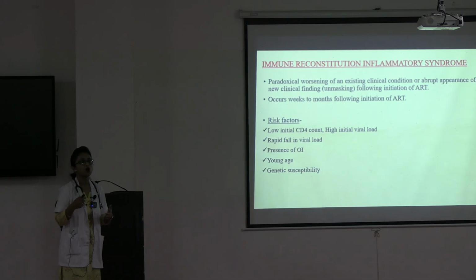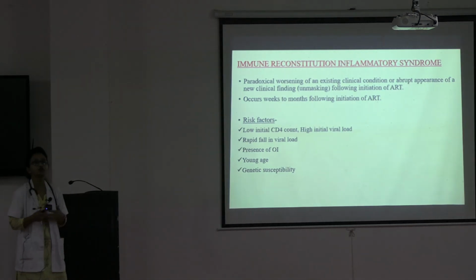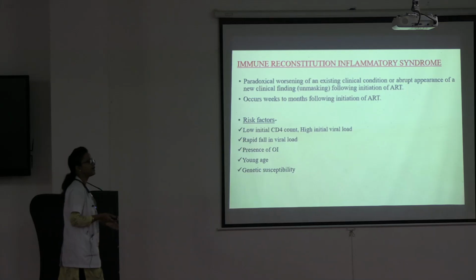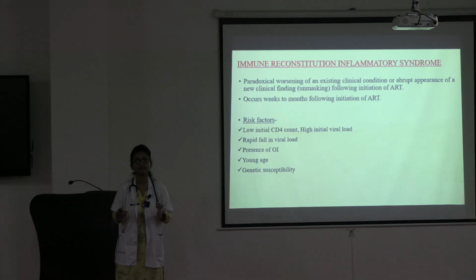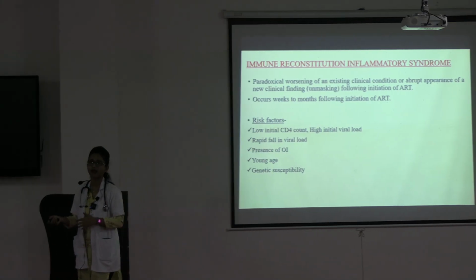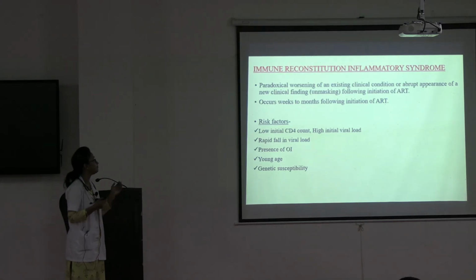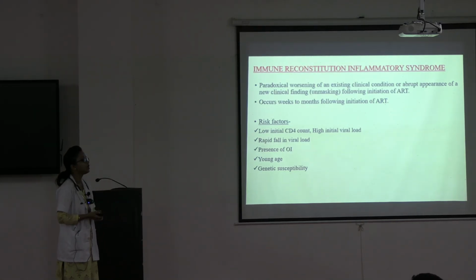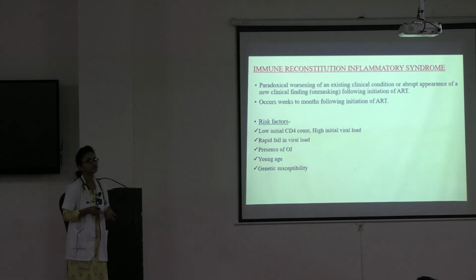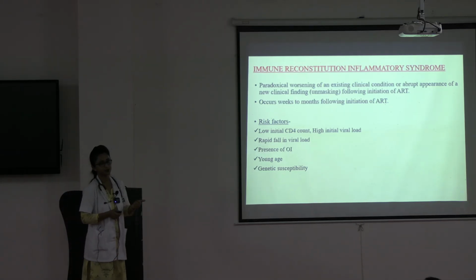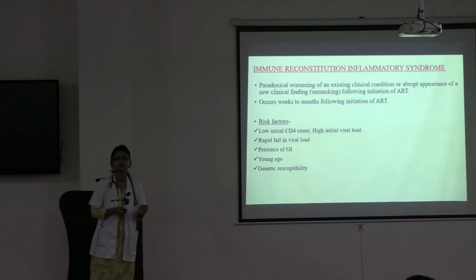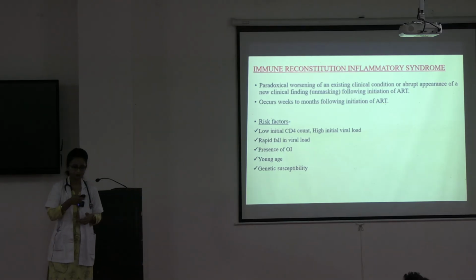So it mostly occurs 2 weeks to 3 months following the initiation of ART. It has been seen if we start the ART at CD4 count less than 50, there is more chance of IRIS. If there is high initial viral load, if there is rapid fall in the viral load, or the patient was having an opportunistic infection, and the young age of the patient, or the genetic susceptibility. So these are the risk factors that lead to IRIS.